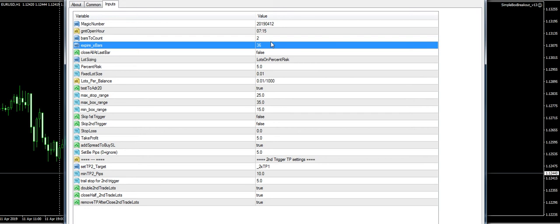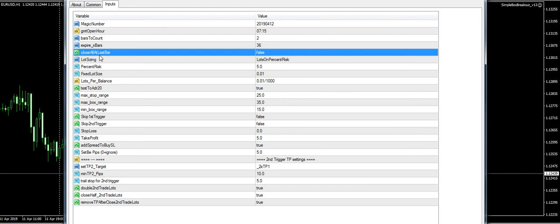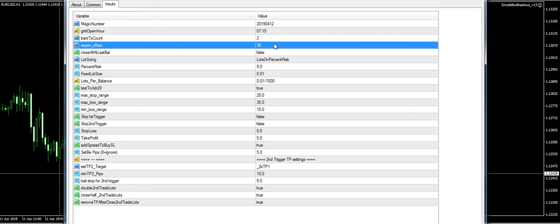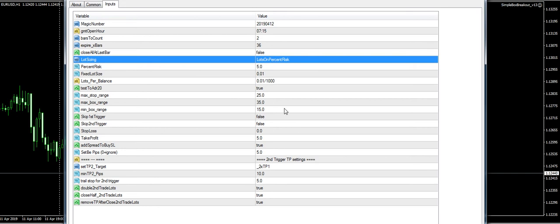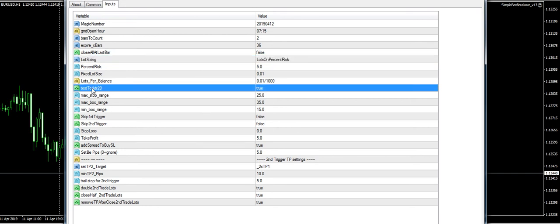I think 10:15 or 10 o'clock. I forgot which one to count to stop the operation if nothing happens. And a close, if you set this to true, when it reaches the end, it'll close any open trades, anything. Lot sizing, that stuff. This doesn't work yet, but I'm gonna actually add a couple more things.